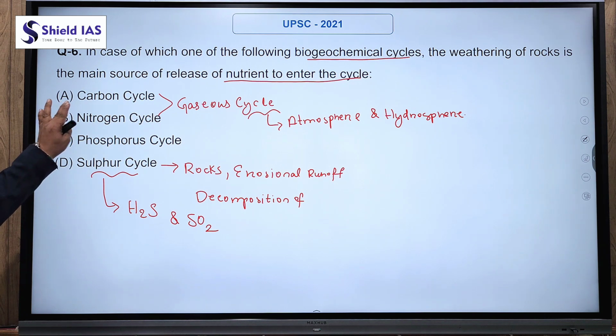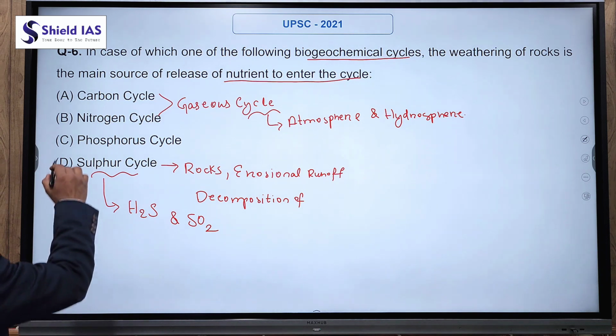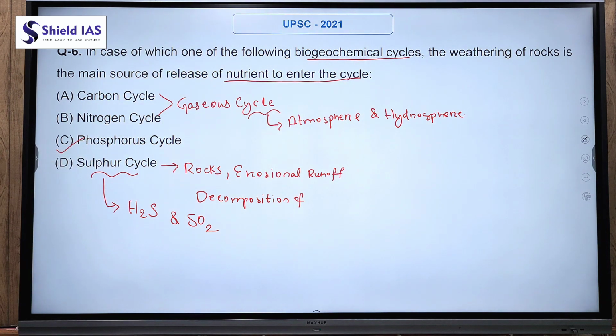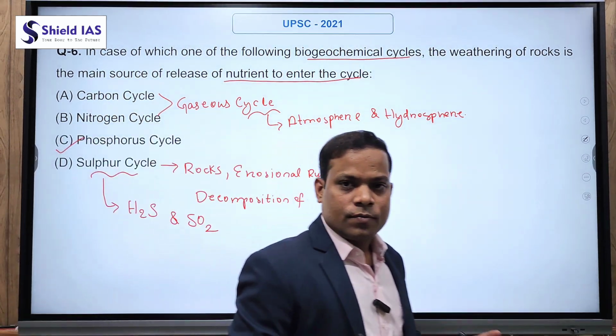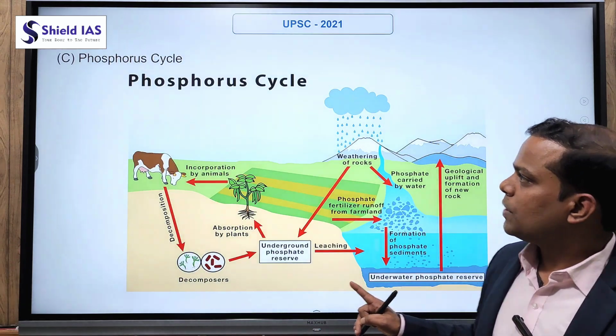So carbon, nitrogen and sulfur, if you eliminate, only one option remains, that is the phosphorus cycle. So in the phosphorus cycle, nutrient gets released mainly by weathering of rocks. So here the correct answer is C, that is phosphorus cycle. So you can see the picture over here.